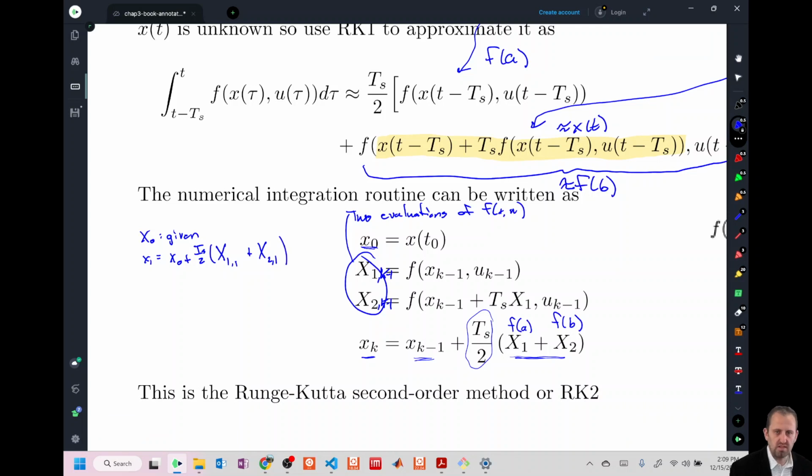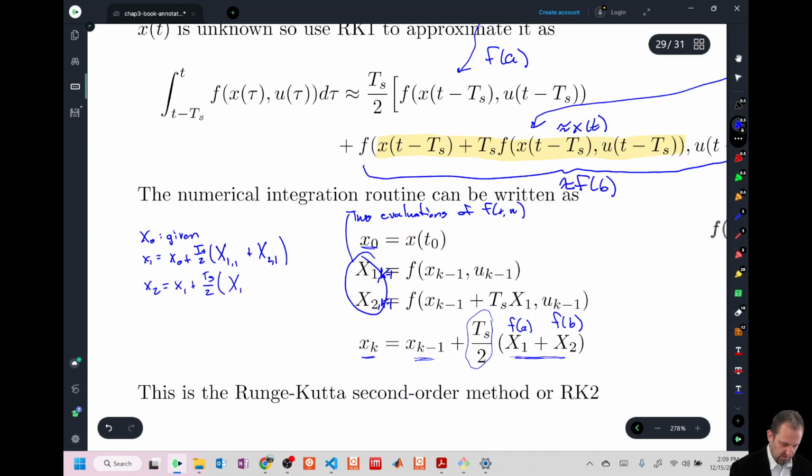And then again, we'll just keep updating our state. So we'll have x2 is equal to x1 plus ts over 2, and we're going to evaluate x1, 0 (that should have been a 0) plus x1, 1 plus x2, 1.